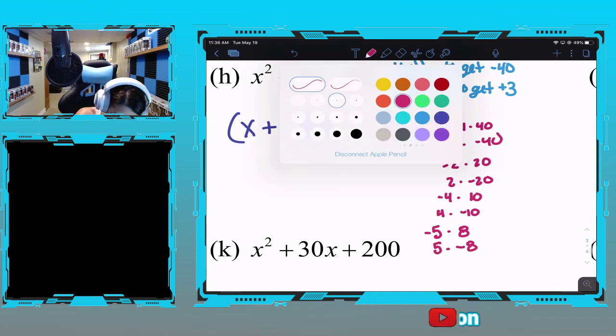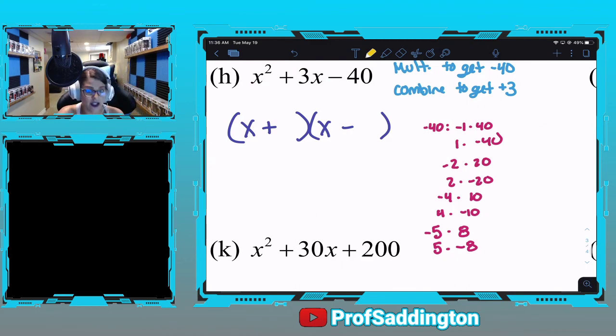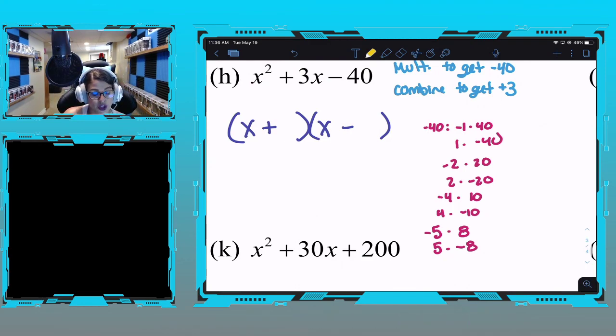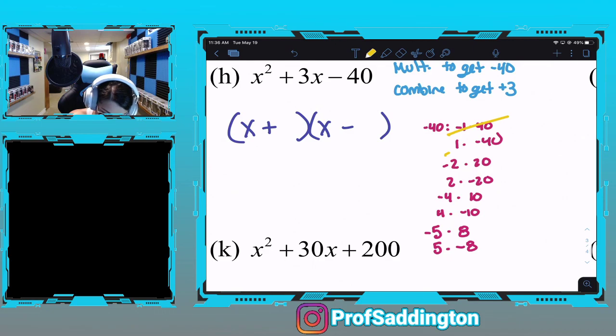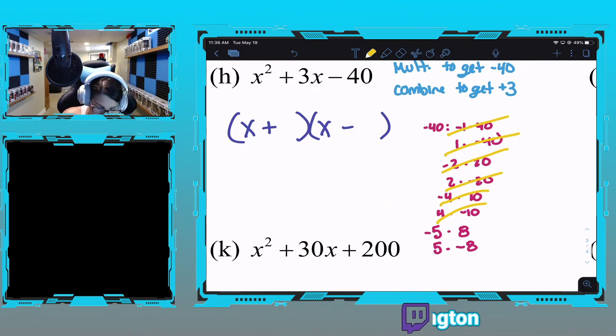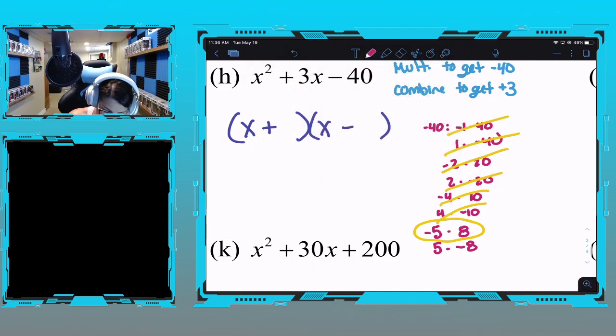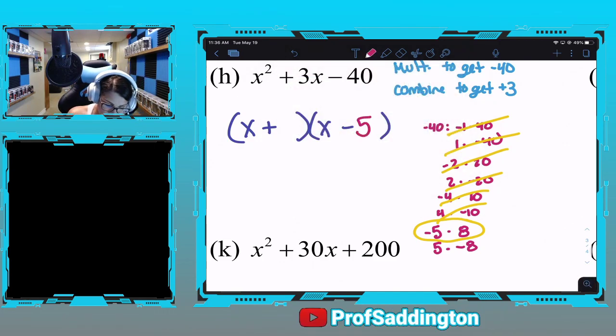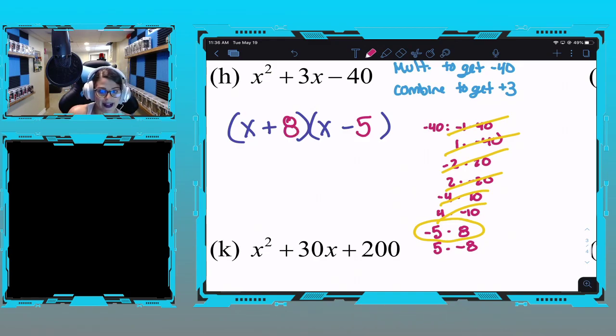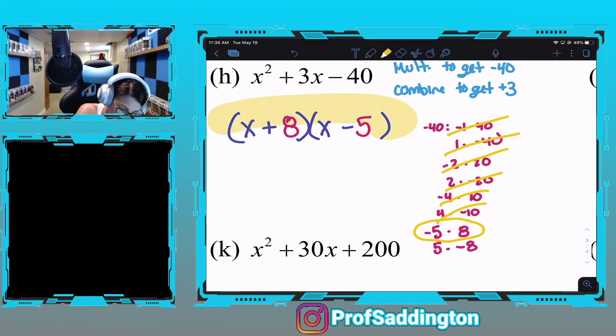All right, so lots of options here. We need one that gives us positive 3. Well, that's 39, that's negative 39, that's 18, that's negative 18, this is 6, this is negative 6. Let's see, this one does give us a positive 3. So when I go to write my answer in, my 5 must be negative and my 8 must be positive. So the sign comes along for the journey.